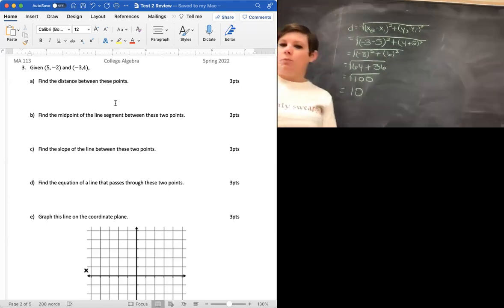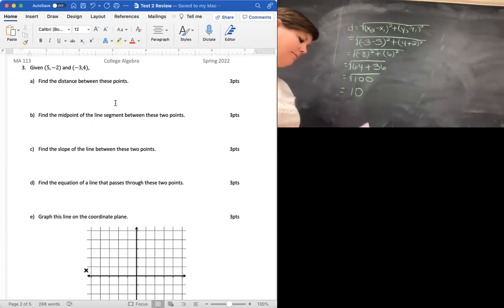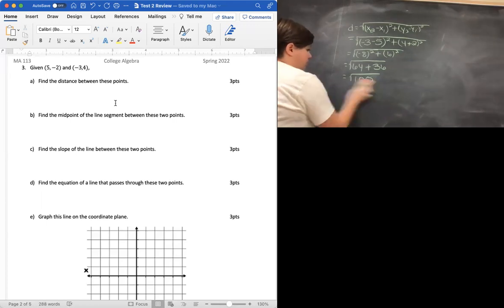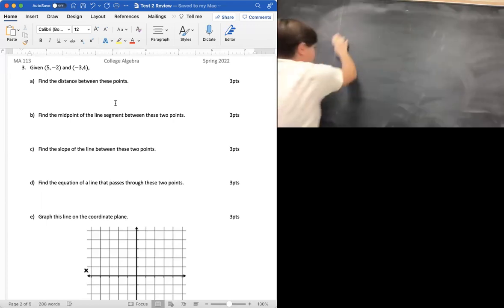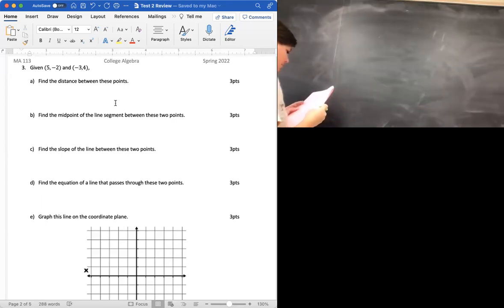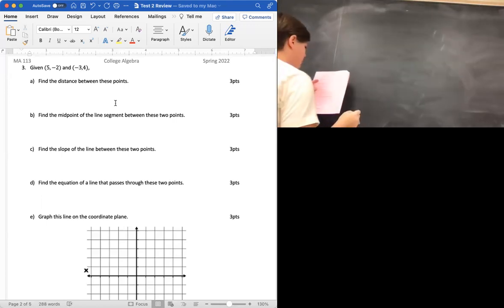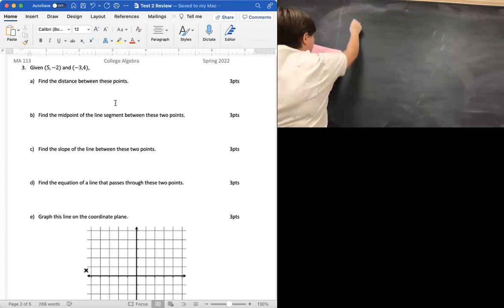Some of you might be saying, well, it's plus or minus 10. Well, that's true, except we're doing distance. And when we talk about distance, we just include the positive. So it's just positive 10. So that was part A, and that's from 2.8. Part B is also from 2.8. Part B says find the midpoint of the line segment between these 2 points.